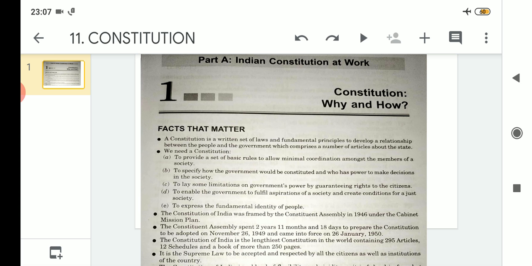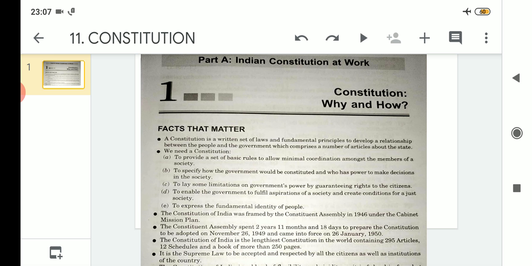Why do we need a constitution? This is divided into 5 sub-points. Number 1, we need a constitution to provide a set of basic rules to allow minimal coordination amongst the members of a society. That means through a constitution a basic rule is given, and all the members of the society would abide by that. For that also a constitution is very much needed.